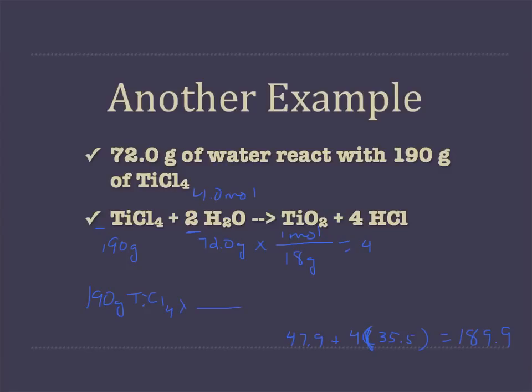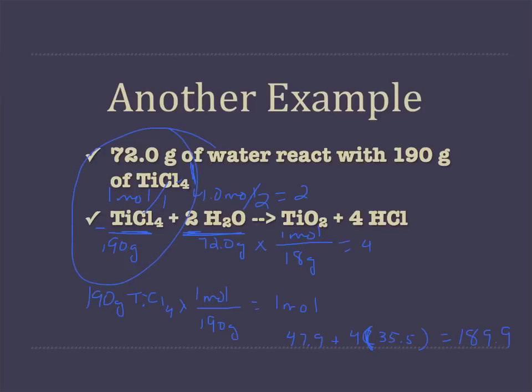So if we do that, 1 mole over 190 grams, that ends up giving me 1 mole. Now, there's a little more to it because the coefficients aren't the same. Every mole of TiCl4 takes 2 moles of H2O. So there's one more step: we need to divide these by those coefficients. We're going to divide the water by 2, which gives me 2. We're going to divide this by 1, which gives me 1.